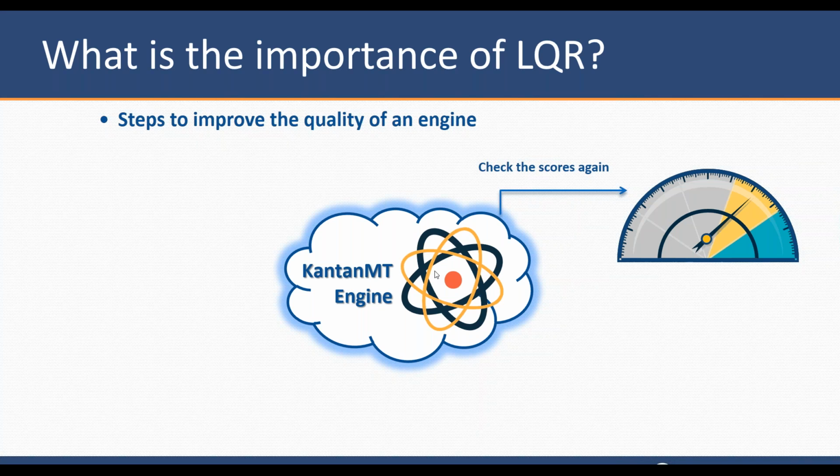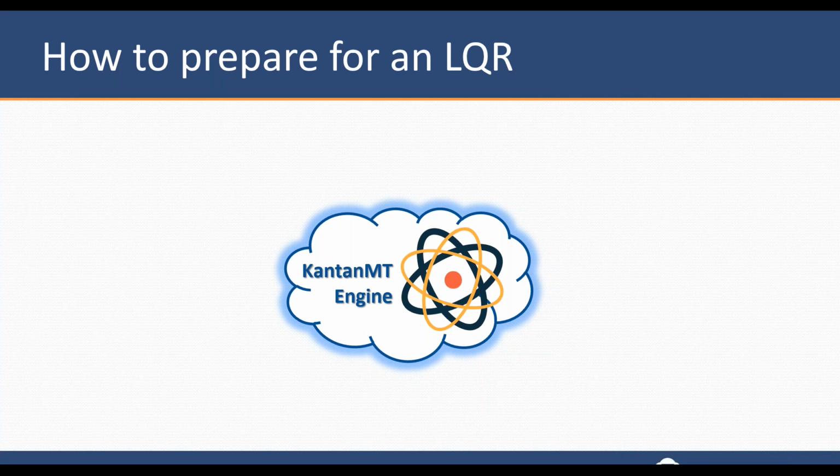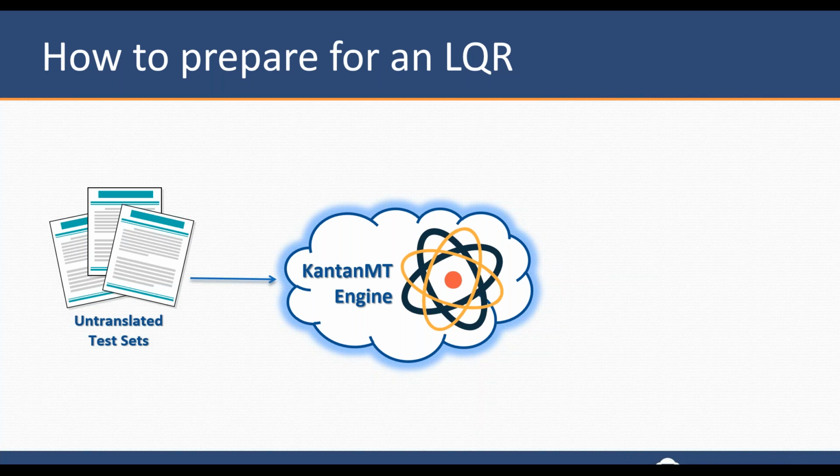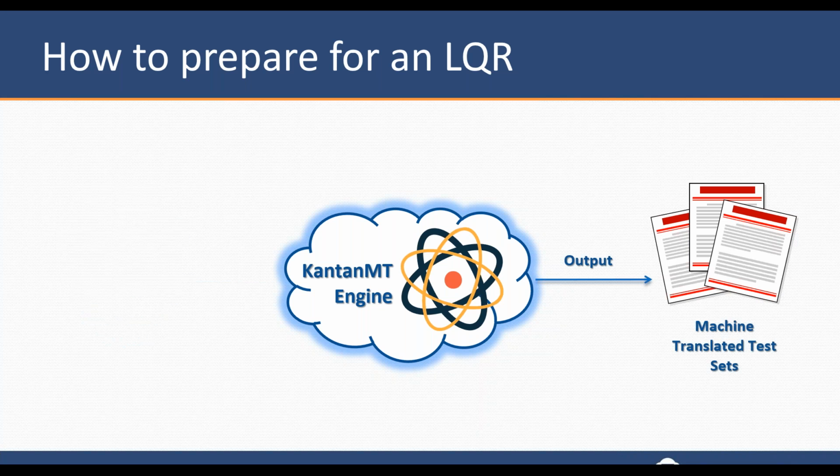And once we are happy with the scores, once we have reached some scores that we think are good and that are showing a good quality for our engine, this is the moment where we are going to be performing the LQR. So we pass into the LQR phase. And on the LQR phase, how are we going to prepare the LQR? So we normally run a translation through the engine. Once it's built, we have said already that the engine is displaying good scores.